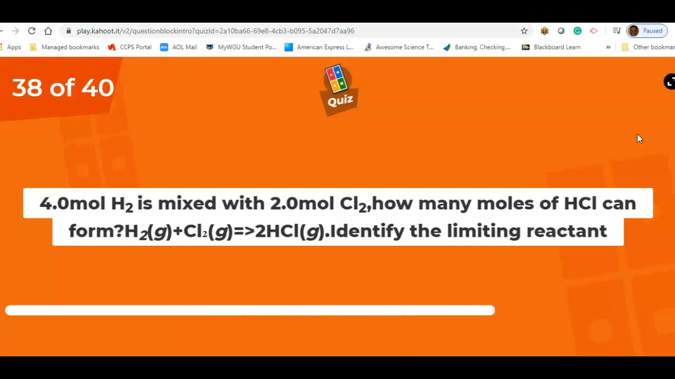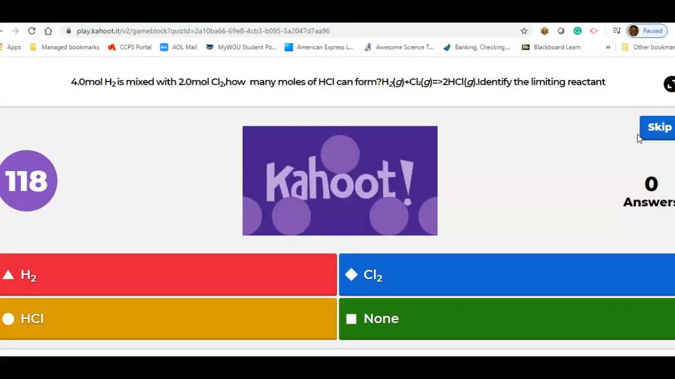This one is straightforward, just from the previous page. What is the limiting reactant here?